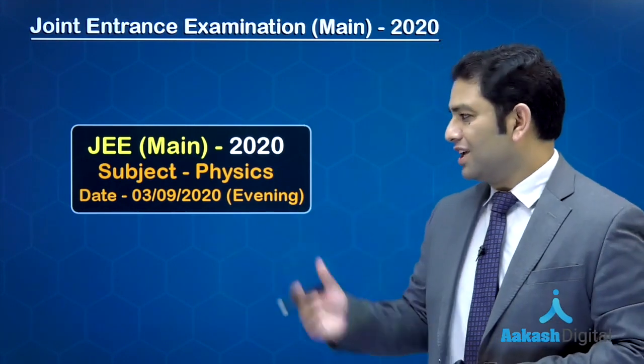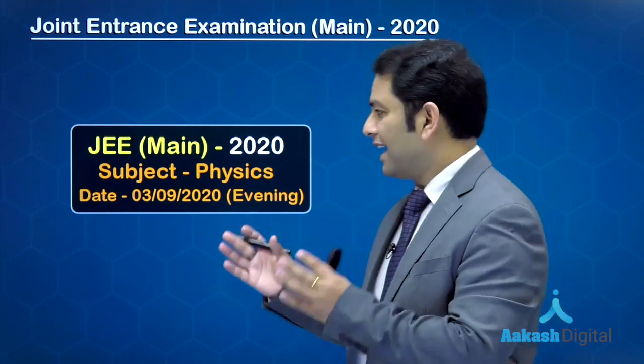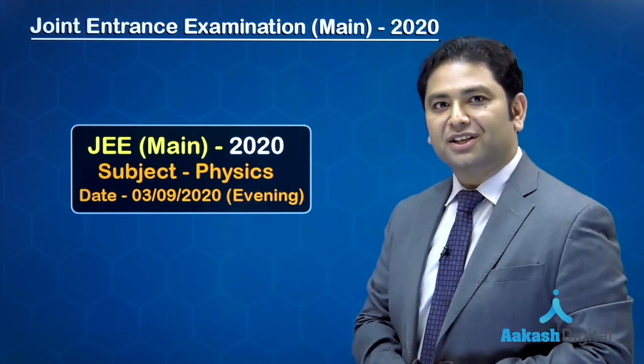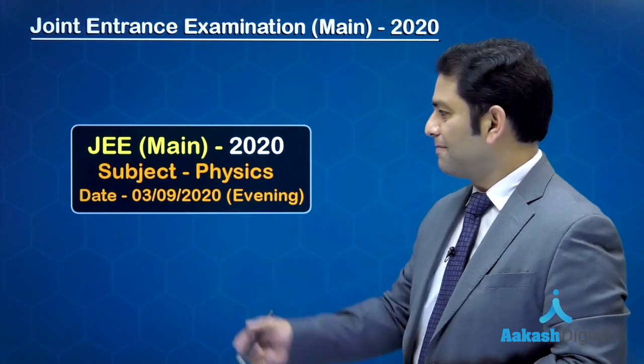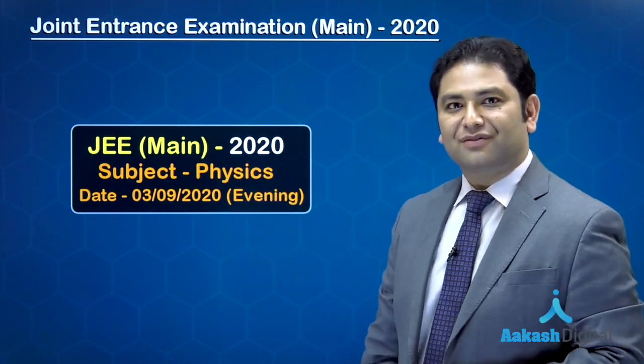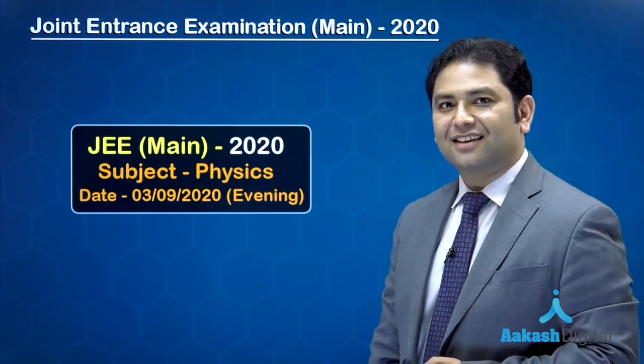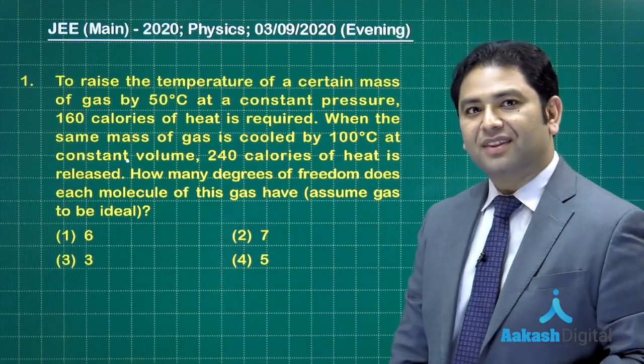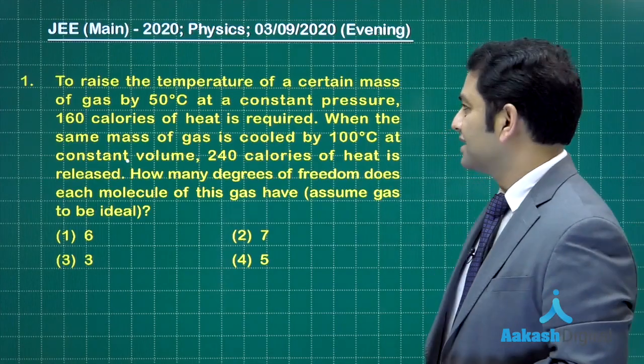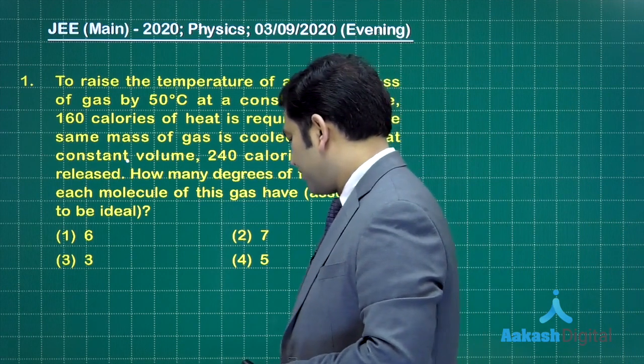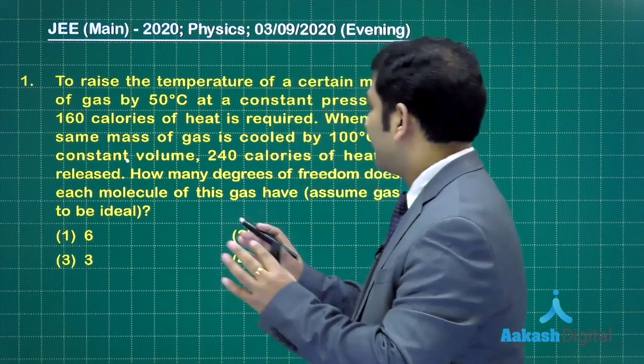And the paper that we are taking today was asked on 3rd September 2020, the evening shift. Subject, of course, that's physics. Let us start. The first question has been placed from Thermodynamics. Now, what does this say? Let's try to understand. It's a very straightforward one.